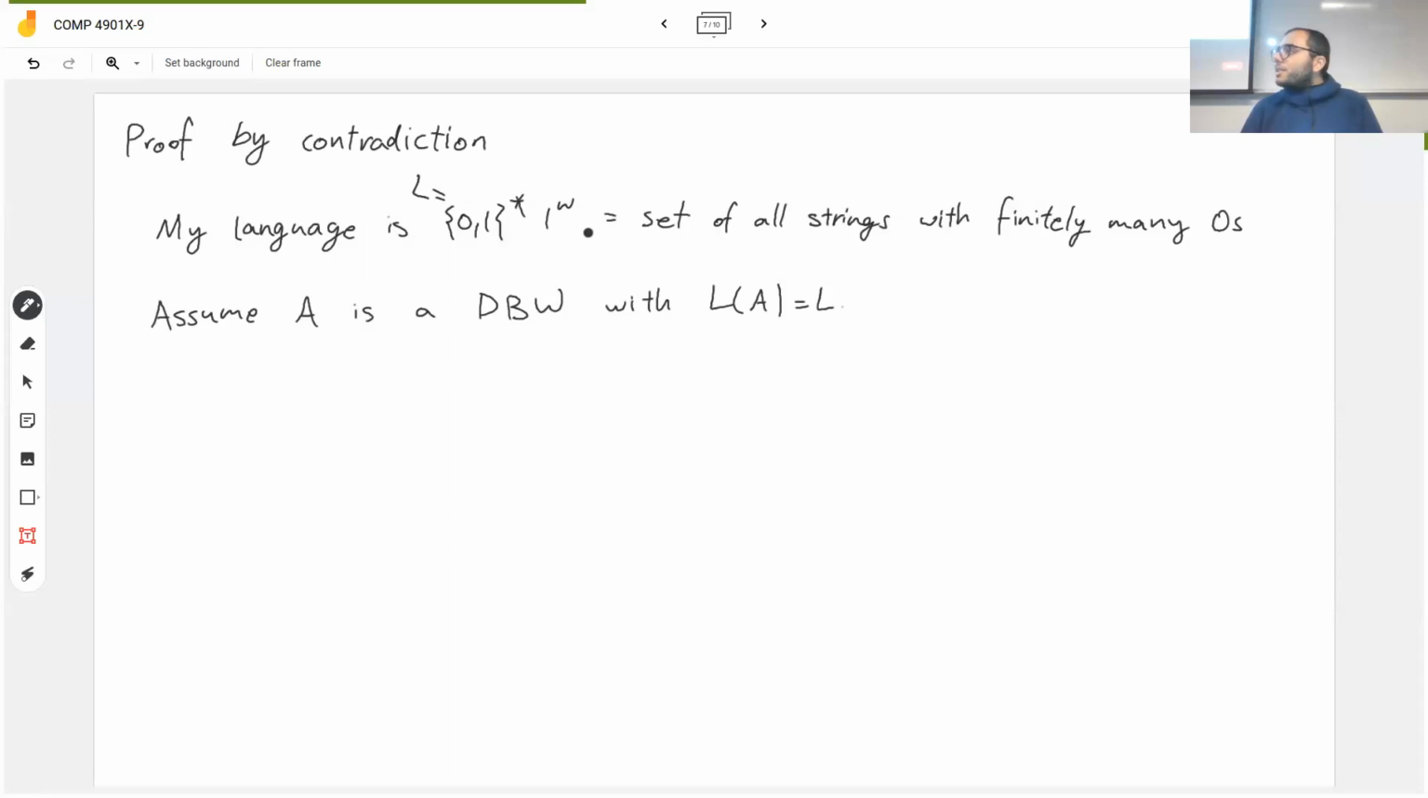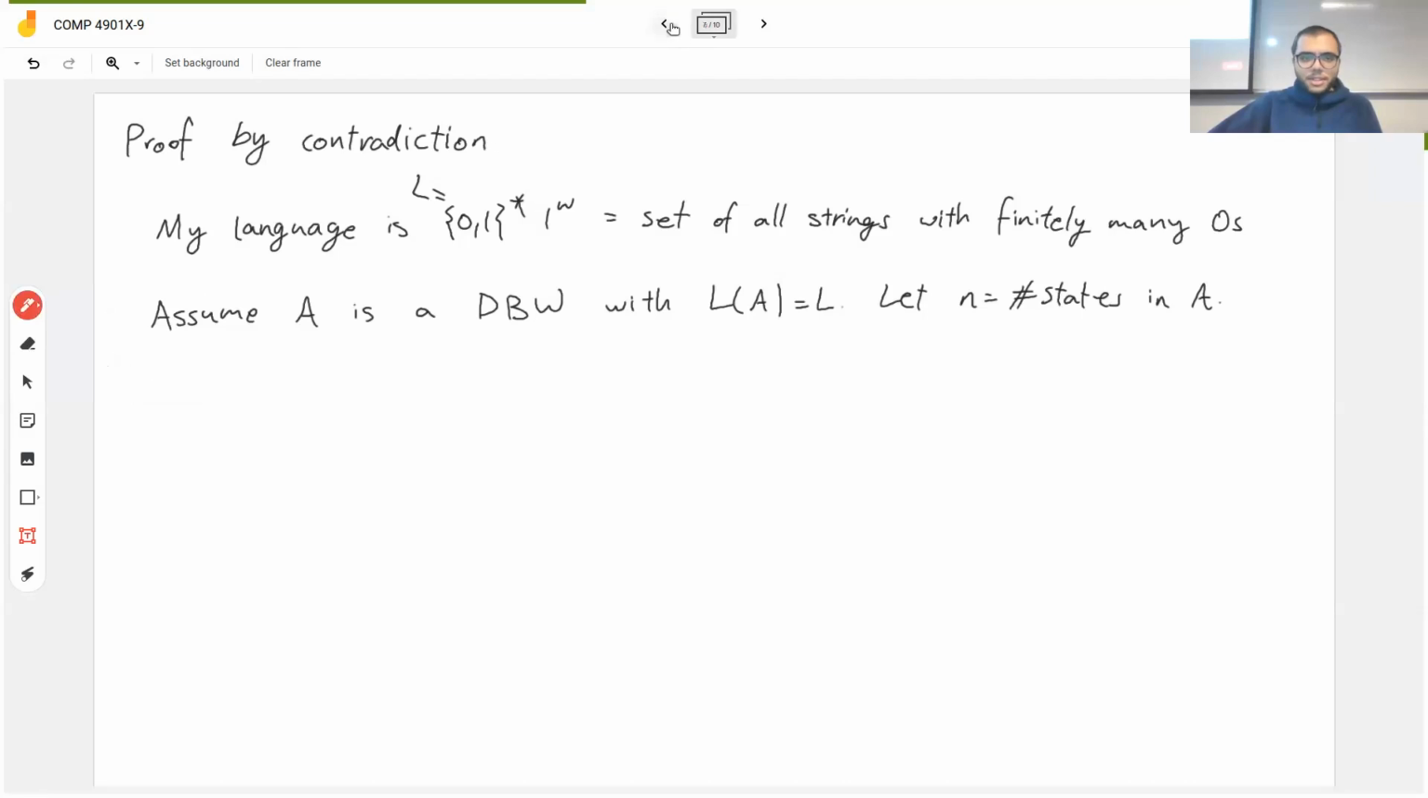Now, every automaton has a finite number of states, okay? So I'm just going to give it a name. So let n be the number of states in A. And I know that, of course, this is finite. Because remember, when we were defining our automata, the number of states was always finite. What's infinite is the input and the runs and so on. But the number of states is finite.